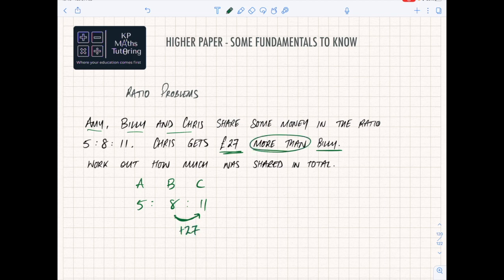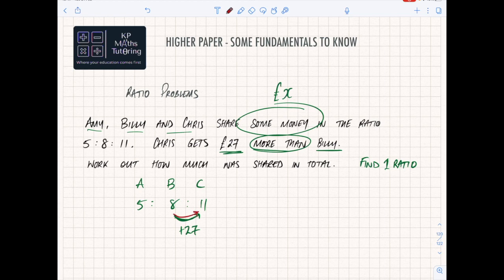So if you've got a question that says more than or less than, this is the way you'd approach that ratio question. So where Chris is getting £27 more than Billy, you basically need to work out how much was shared in total. So I need to find out how much Amy gets, how much Billy gets, and how much Chris gets, because we know that the total is X, right? We don't know how much money it is. But what I do know, in any ratio question, you're going to be looking at finding one ratio. So if we can find one ratio first, that's going to help us answer it. So let's look at what we know here. So again, thinking about this concept of what do we know, what we're trying to find from the working backwards stuff we spoke about.